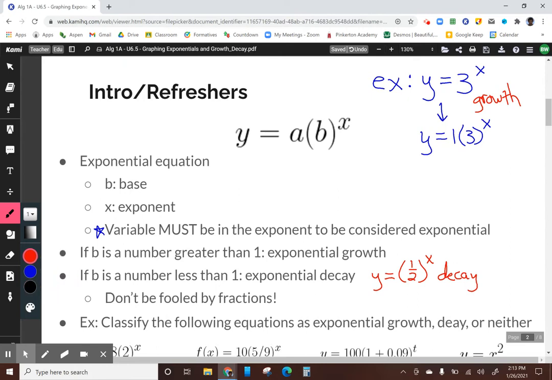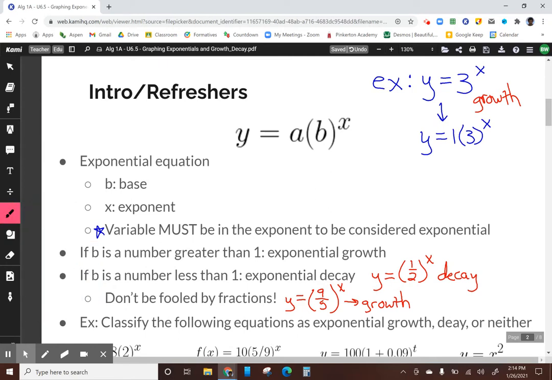However, you can sometimes see equations that have fractions. So you might say to yourself, oh, well, that number is a fraction, so it's got to be less than 1. But just be careful, because that could actually be growth. So this is how I classify my exponential equations.